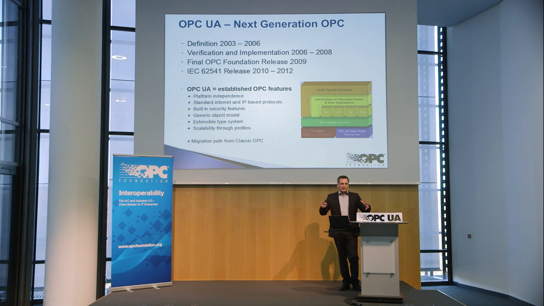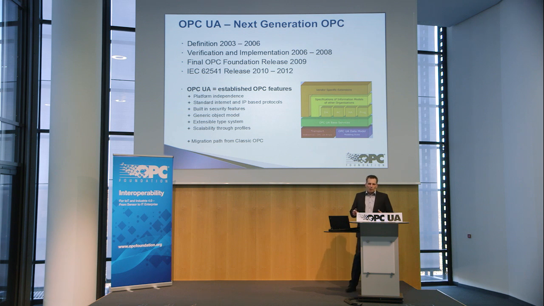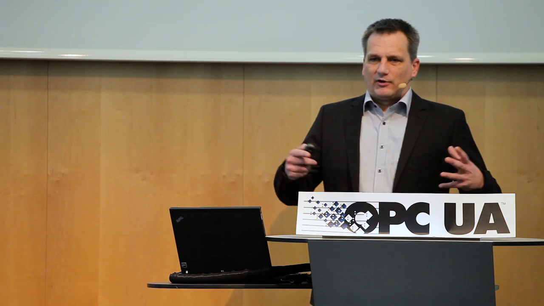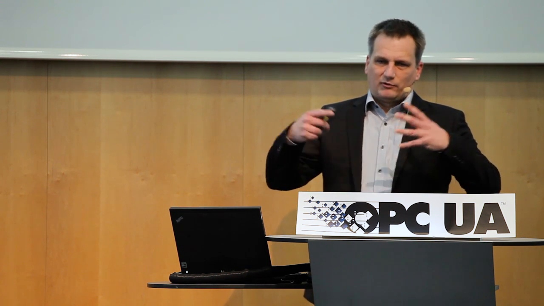So as a basic overview, OPC UA is the established classic OPC standards and features: data access, historical access, alarms, plus platform independence, plus it's now using IP-based standard protocols, and it has inbuilt security features. And we have a generic object model which we can use to describe any kind of data. And we have an extendable type system, so we can, over time, extend the description of the information.